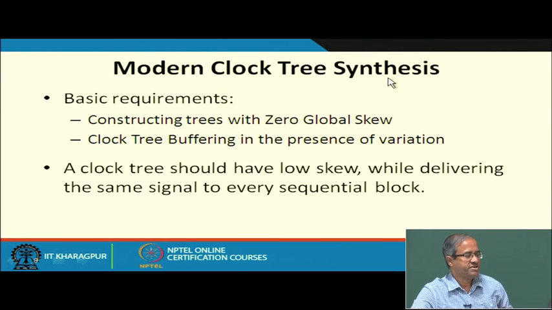For modern clock tree synthesis, there are two main requirements. The first requirement is of course relatively easier, and we shall be looking at this in some detail, that is how we can construct a tree where the skew is either 0 or limited, bounded, okay, and how we can introduce the buffers in the presence of variations. So the clock tree should have low skew while delivering the signal to every sequential block, this is the main requirement. So we shall be looking at various ways of designing the clock tree such that the skew is either 0 or very close to 0, bounded.